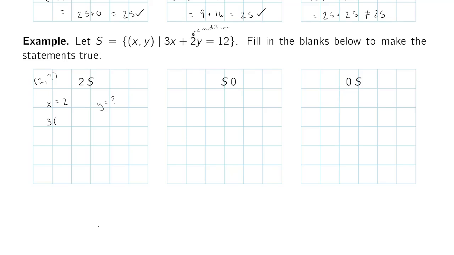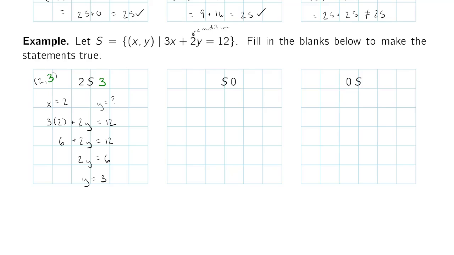All right, we'll have 3 times 2 plus 2Y is 12. That's an equation I know how to solve. I'll multiply 3 times 2 is 6, so we've got 6 plus 2Y is 12. Subtract 6 on both sides, and we've got 2Y is 6. Divide by 2, and we've got Y is 3. So the pair 2, 3 is in the relation, and so 2 is related to 3.